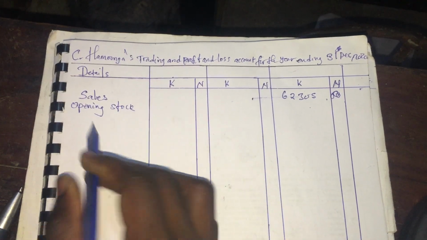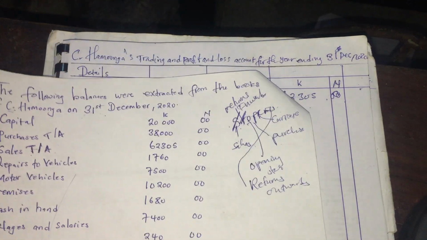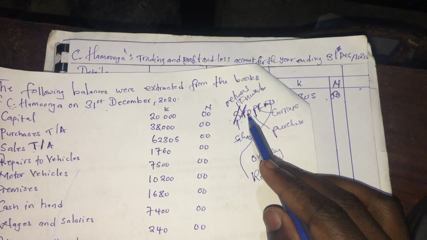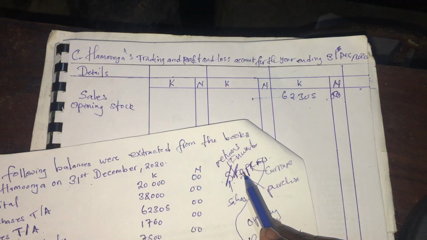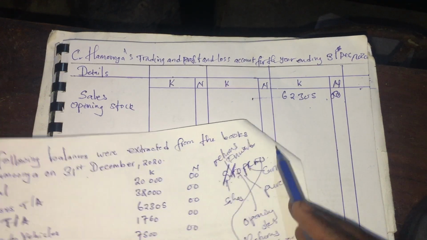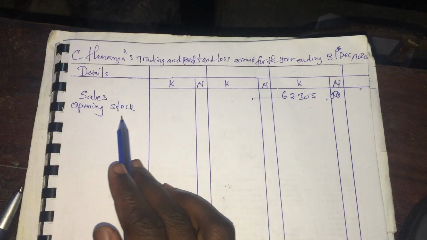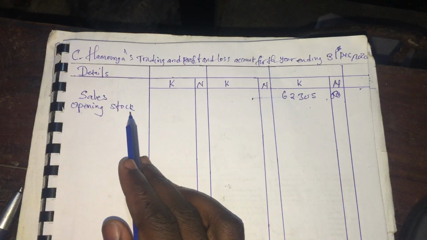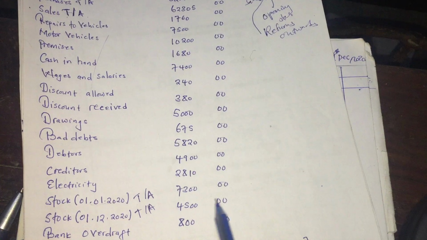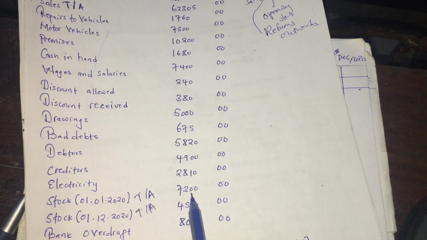You have to write opening stock. Alright, so you have to check. Here we have opening stock, then purchases, carriage, then returns outwards. So the amount for opening stock, you have to check. It's 7300.